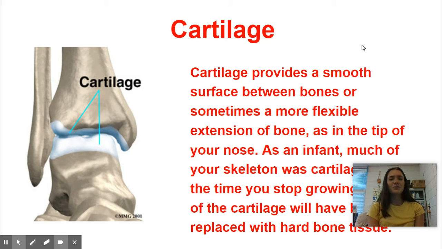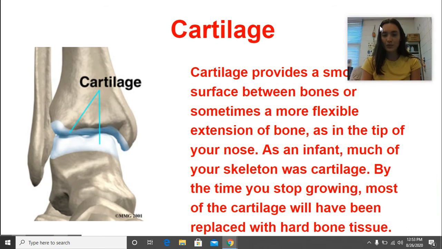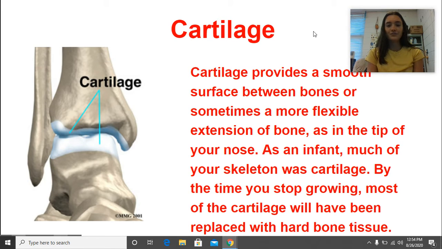Your bone has cartilage. The cartilage provides a smooth surface between bones. So between this bone and this bone, you've got cartilage within here, and it's sometimes a more flexible extension of a bone, as in the tip of your nose, right here. As an infant, much of your skeleton is cartilage. But by the time you stop growing, most of the cartilage will have been replaced with hard bone tissue. So you've got cartilage here, you've got cartilage here.